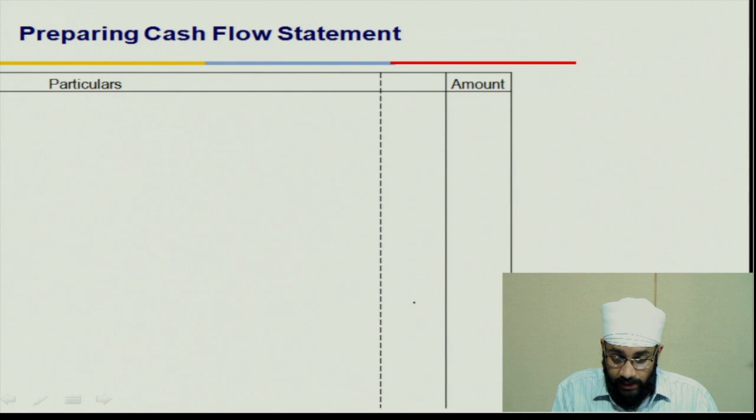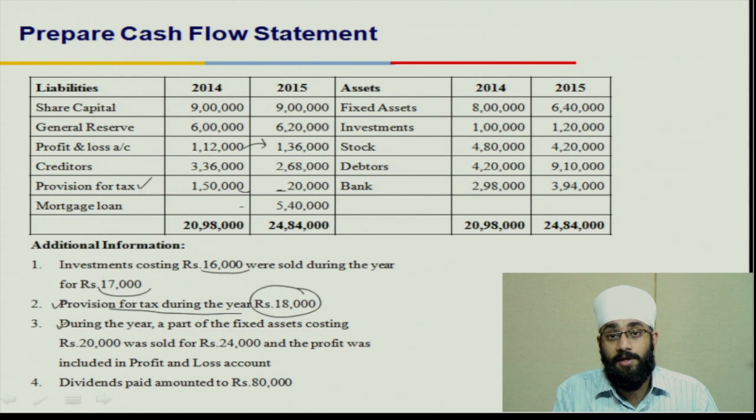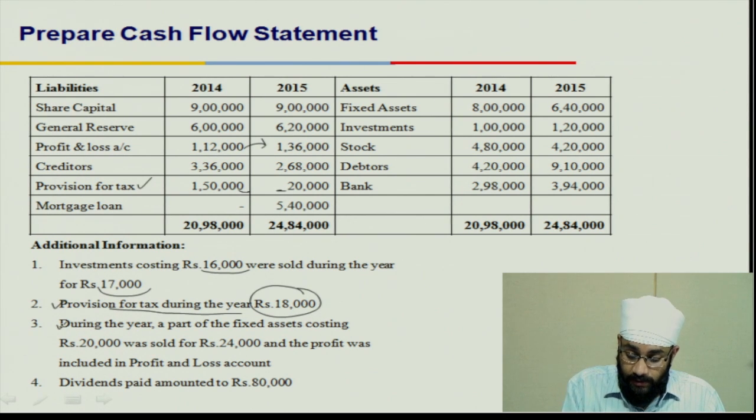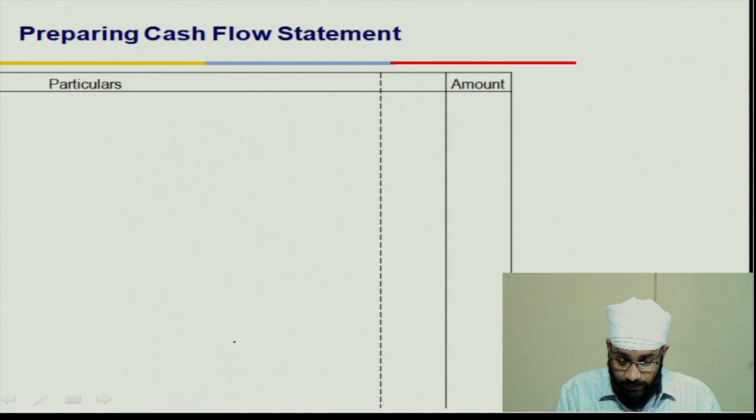So let's go back and look for more adjustments. Let's first do all the working notes and then we will transfer the amounts into the cash flow statement. Next up, you have the fixed asset information. So you have opening and closing balances, and the information number 3 says a part of fixed asset costing 20,000 was sold for 24,000, and there was a profit which was included in profit and loss account. Again, this is profit on sale of fixed asset and not an operating profit. This has to be deducted or excluded from the calculation of profit as well. So let's prepare fixed asset account.